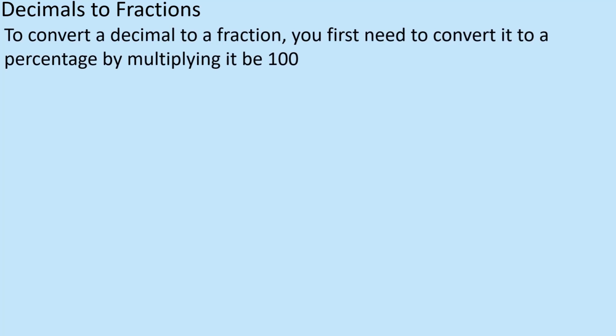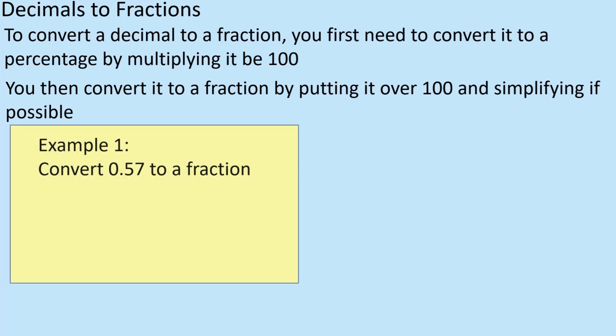When I convert decimals to fractions, probably the easiest way is to convert the decimal to a percent, and because percent is out of 100, I can just change the denominator to 100 and then look to simplify it. Okay, so 0.57 to a fraction.